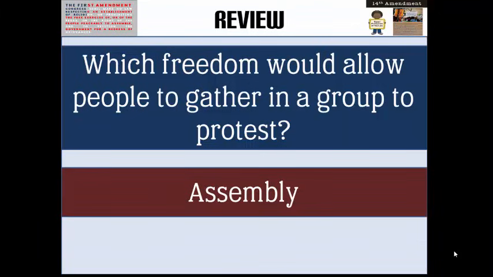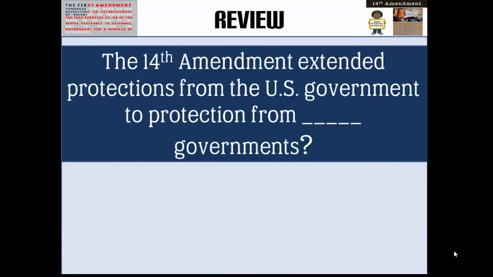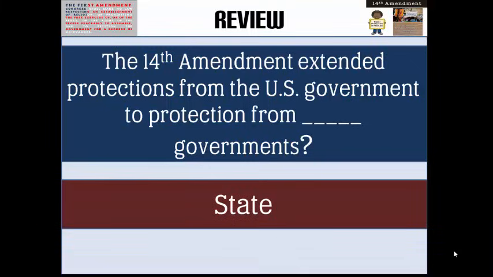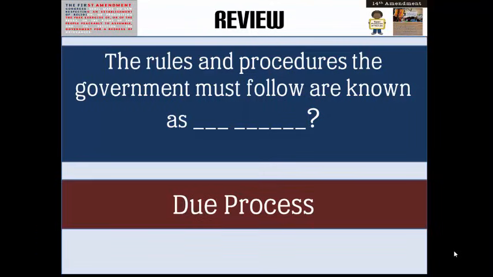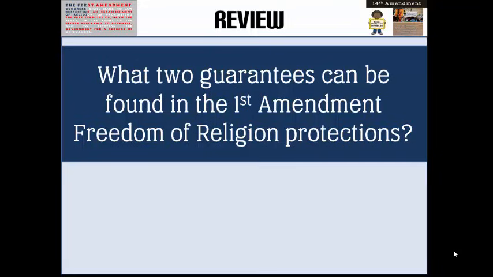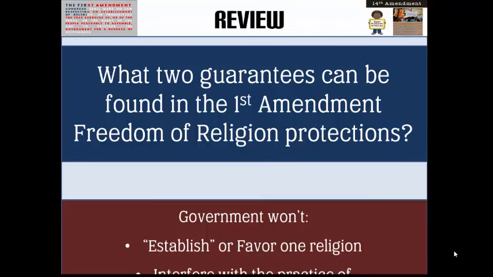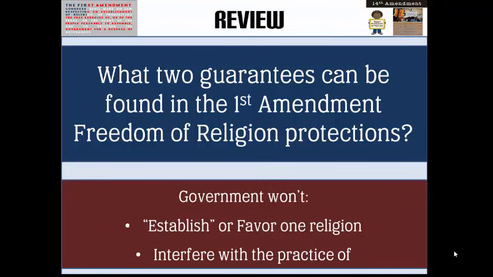This could be more than one, but what we're looking for there is the freedom of petition. Which freedom would allow people to gather in a group to protest? That is, assembly. The 14th Amendment extended protections from the U.S. government to protection from state governments. The rules and procedures the government must follow are known as due process. What 2 guarantees can be found in the First Amendment freedom of religion? Remember that the government cannot establish or favor one religion over another or interfere with the practice of religion.